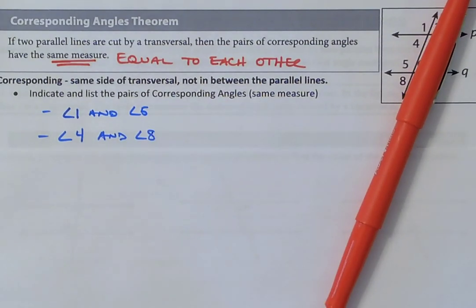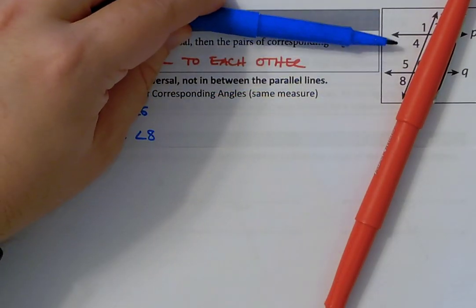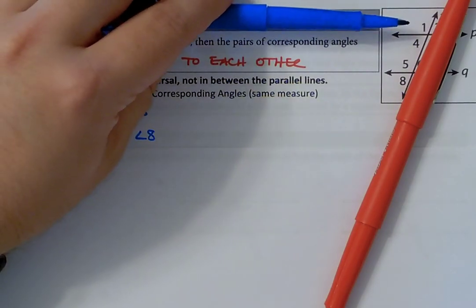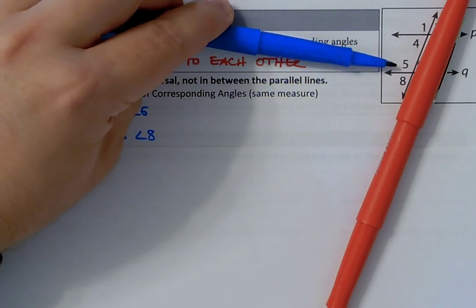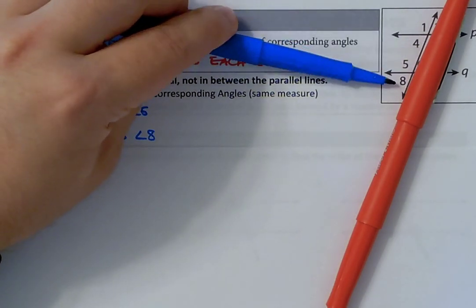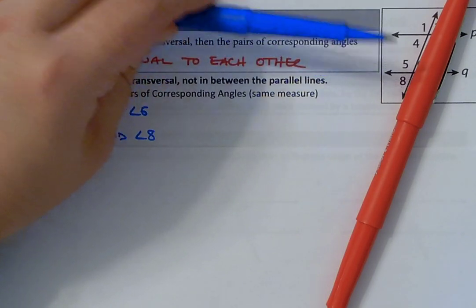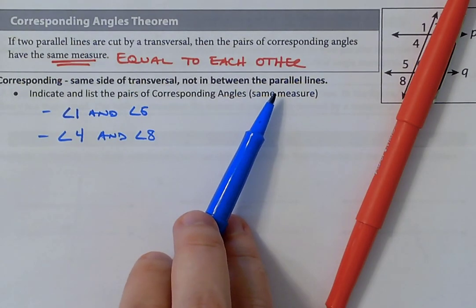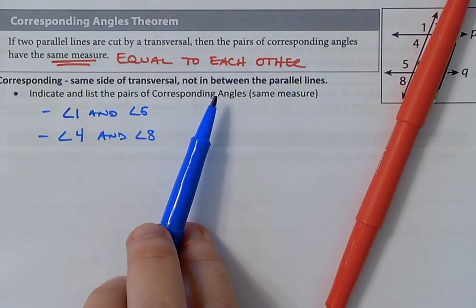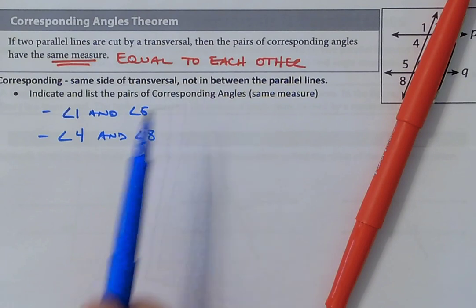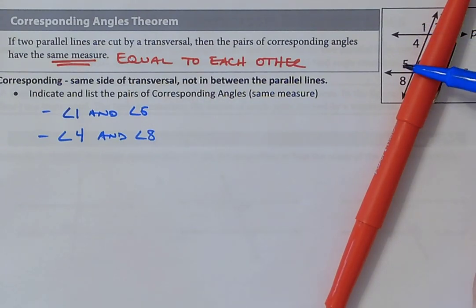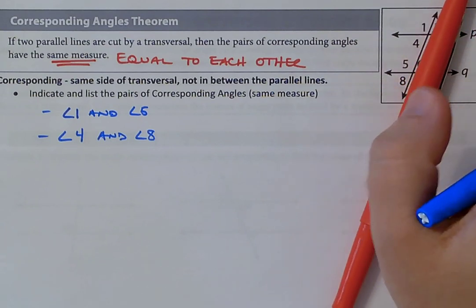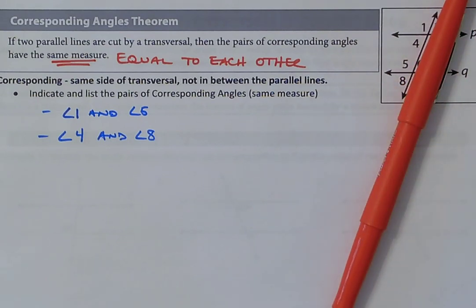Again, because they are on the same side of the transversal, on the left side, and they're on the same spot on the parallel lines. So 1 and 5 are above the parallel lines, just like 4 and 8 are... Well, yes, they are not necessarily in between the parallel lines. The better way to think of this would be that they're in the same spot of the parallel lines. So 1 and 5 are above, 4 and 8 are below the parallel lines. All right, now that is dealing with the left side.